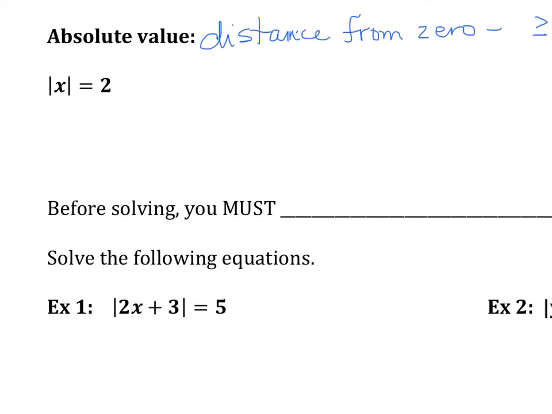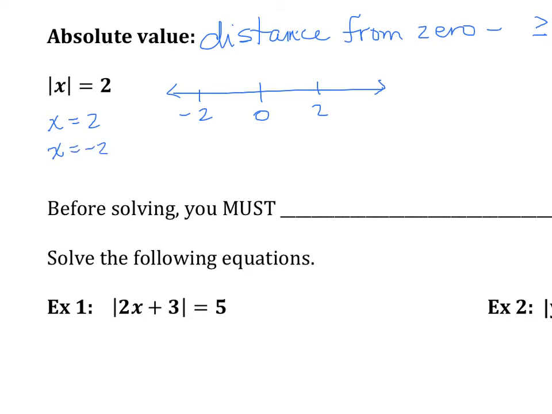So let's take a very basic example of the absolute value of x. What we want to look at is what values of x will give us 2. So if we look on a number line, and we find numbers that are a distance of 2 from 0, we get 2 and negative 2. So that means x could be equal to 2 or negative 2.